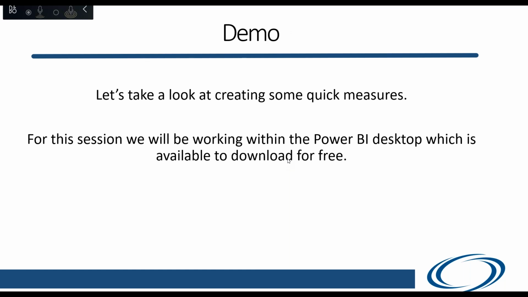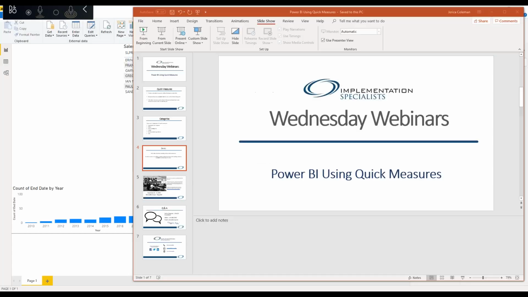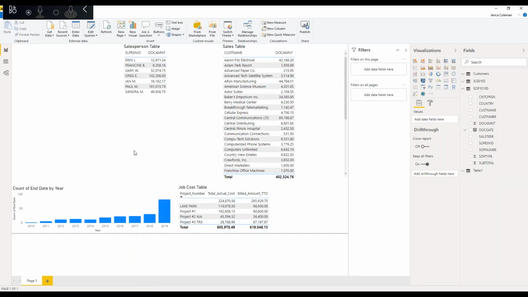And in this session, I'm going to be working with the Power BI desktop, which is available to download for free. So let's go ahead and pull that up. And I've already created a base report here with some information. I connected to data that's mostly available in GP. I did some sales transactions, some job cost fields, the customers and their balances, and then I have a basic table with some HR data on it.